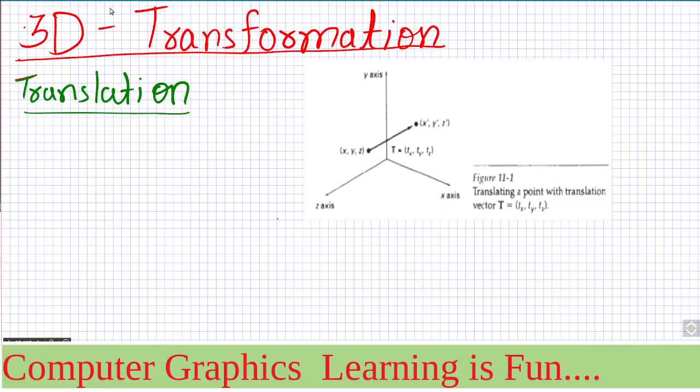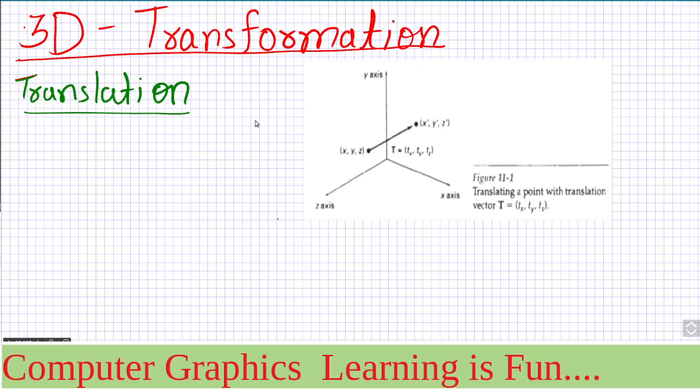So today we are going to see something about 3D transformation. Earlier we have seen our two-dimensional transformation. In transformation we have several operations like translation, rotation, scaling. We have also seen reflection and shearing, right? So we have to understand here how this kind of transformations can be performed in 3 dimensions.